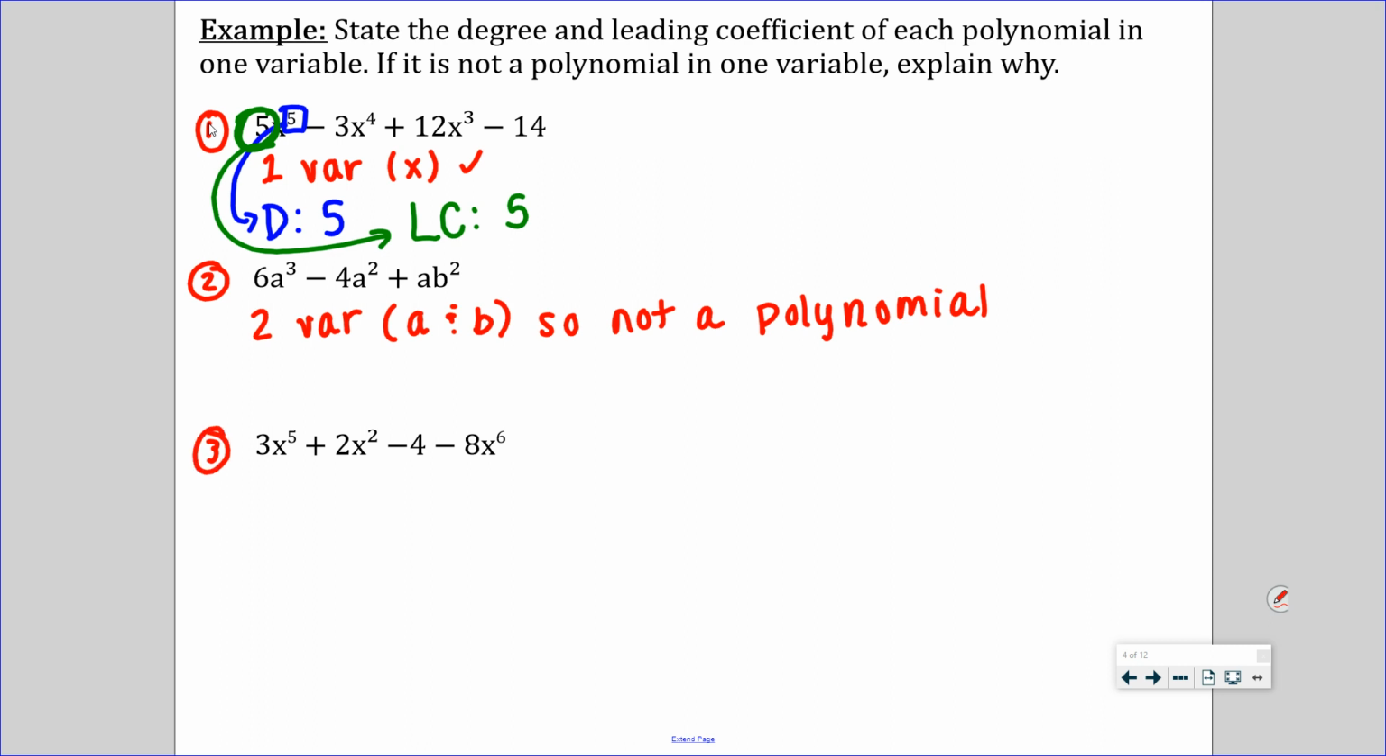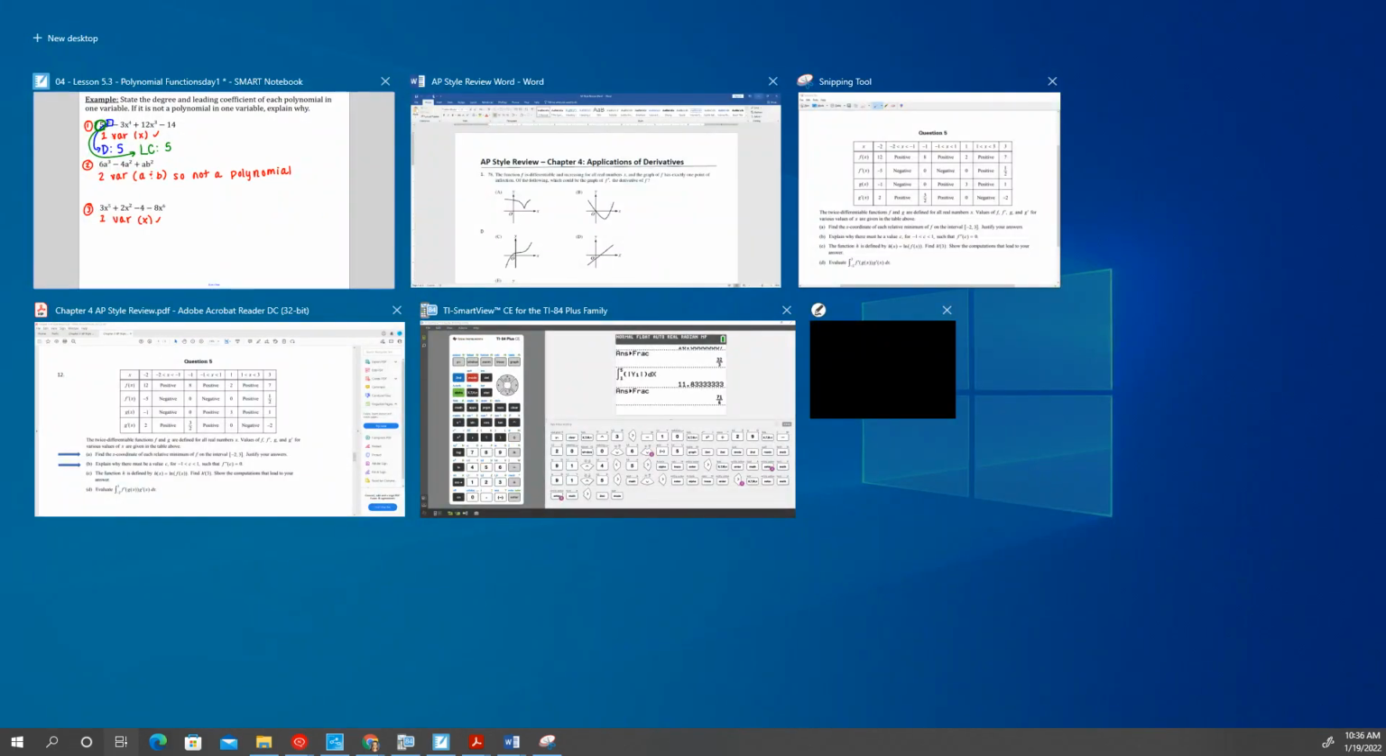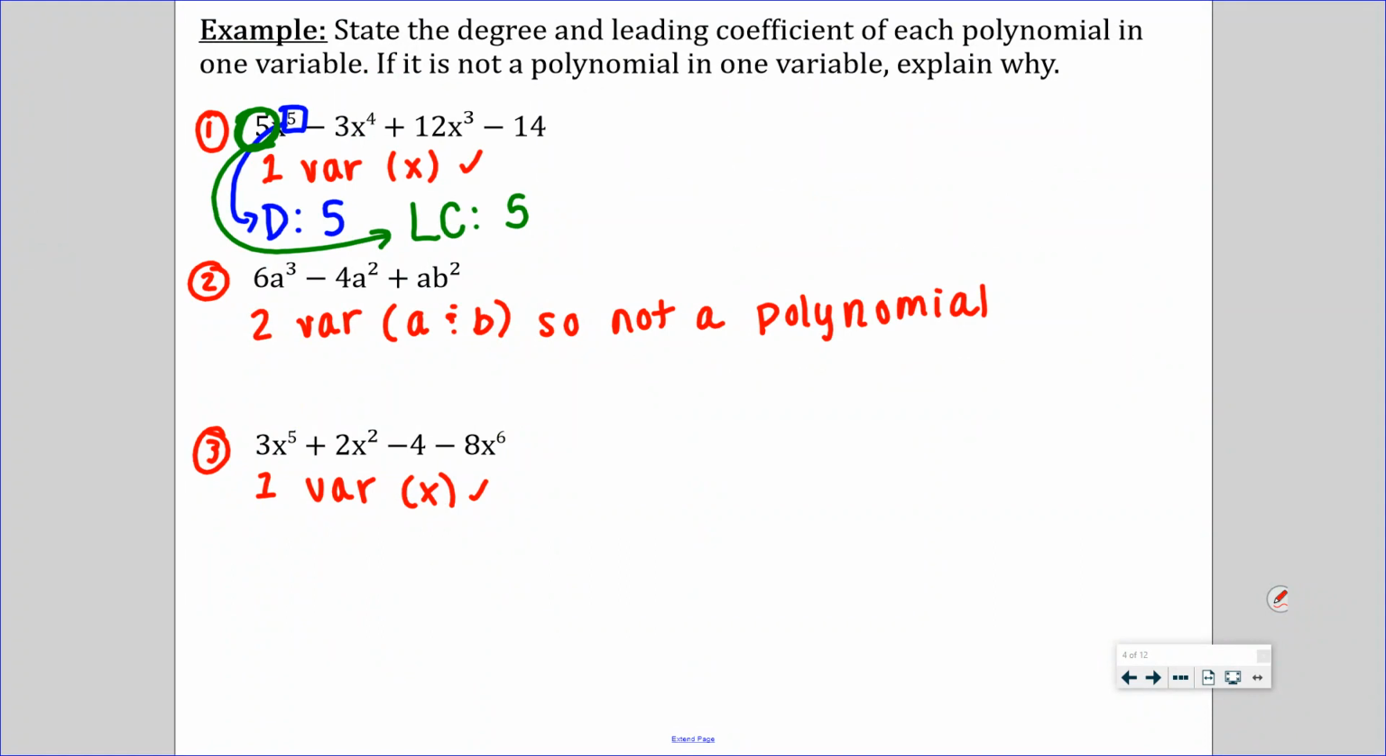All right, number 3. Is everything in one variable? Yes, check. I just have x. Usually it's x because we're going to do these as functions, so usually we write functions in terms of x. Is it written in standard form? No. Let's rewrite it in standard form. Which term would come first? Negative 8x to the 6th.